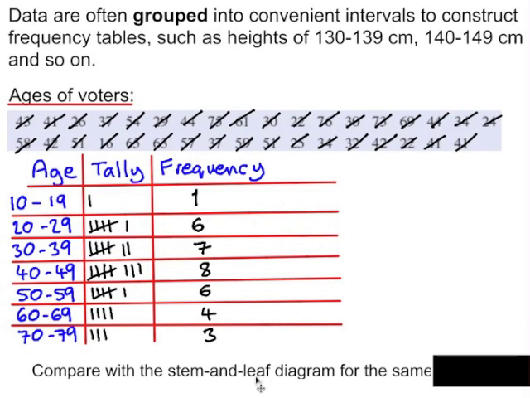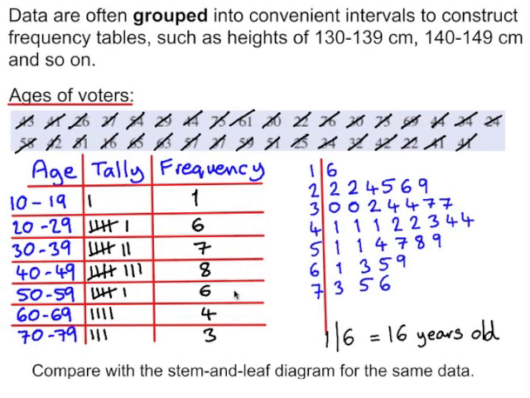Now let's compare this method with the stem and leaf diagram that we constructed earlier. The advantages of the tally method are that it's much quicker to make a tally mark than to write down each of the individual numbers. And also, people might be more willing to give their age range rather than their actual age if we're collecting this sort of data.